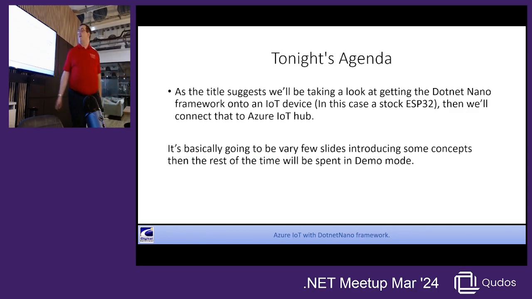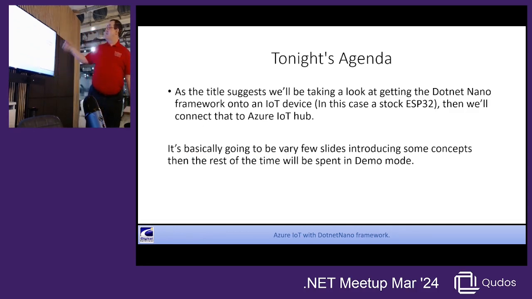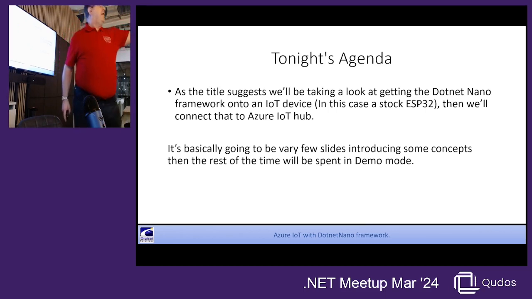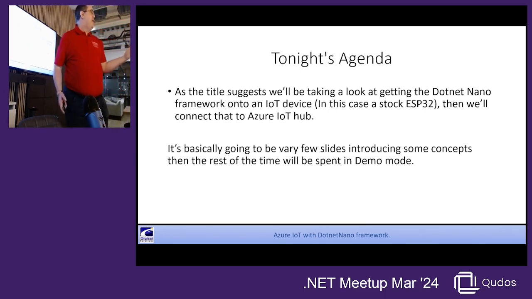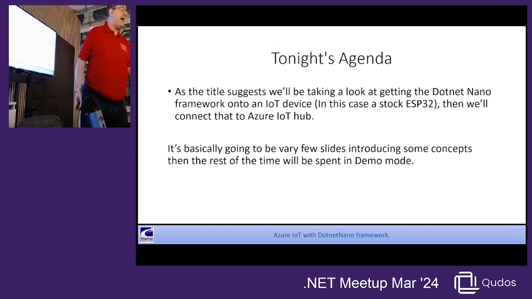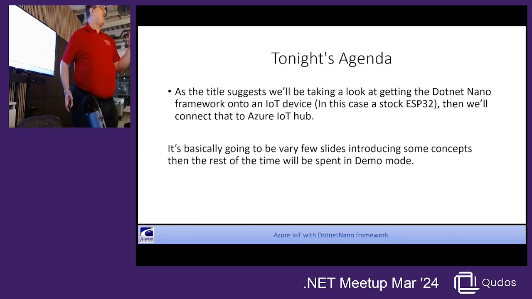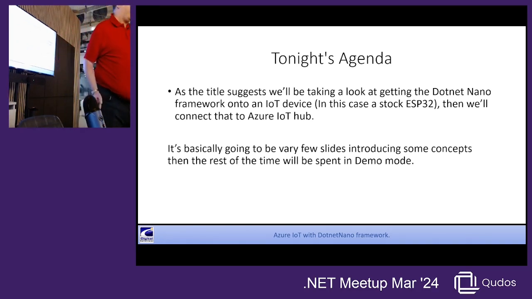What am I going to do? Right, we are going to take a look at getting .NET Nano, and we're going to put .NET Nano on this thing. This is a stock ESP32. Nothing magic about it. If you look closely online, you can pick these things up in packs of three for about £10 on Amazon from a lot of the Chinese and German electronics manufacturers.